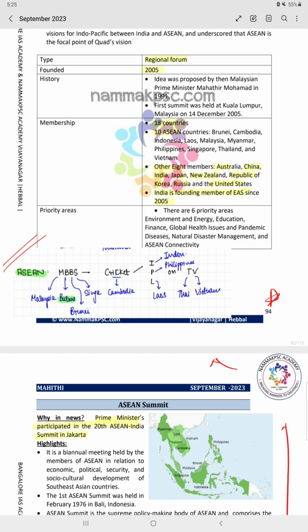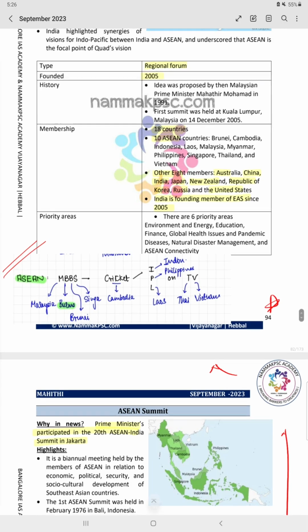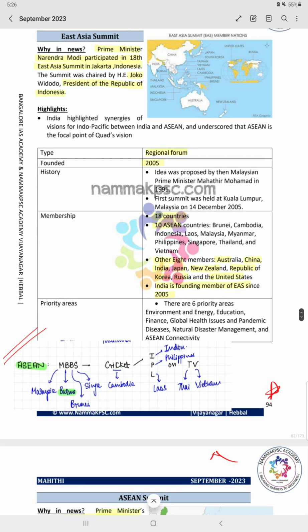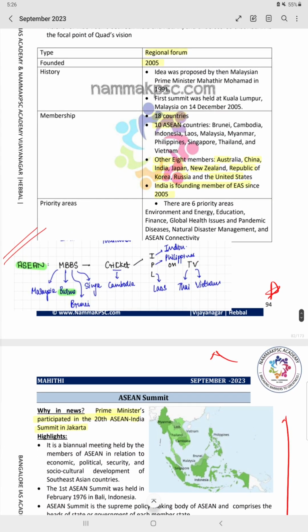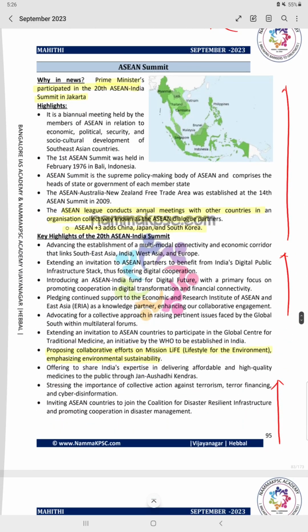Australia, New Zealand, then Japan, South Korea, China, India, USA, and Russia. So this is the grouping of the East Asia Summit, and one more country has been added. I think Timor-Leste, the 11th ASEAN member actually, has been added. So that one also you can remember.